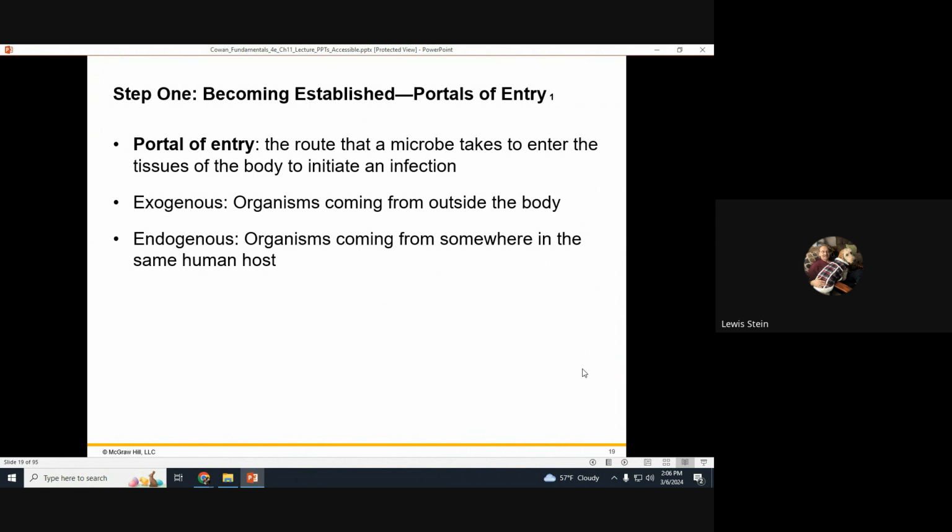Portal of entry is very much unique to each one that we look at, but we group them together. Ones that we inhale, just like how viruses are spread, are very similar with respiratory or fecal to oral. Even though the terminology is a little bit different, that's another way that we look at potential virulence factors. Inevitably it's how it typically gets in.